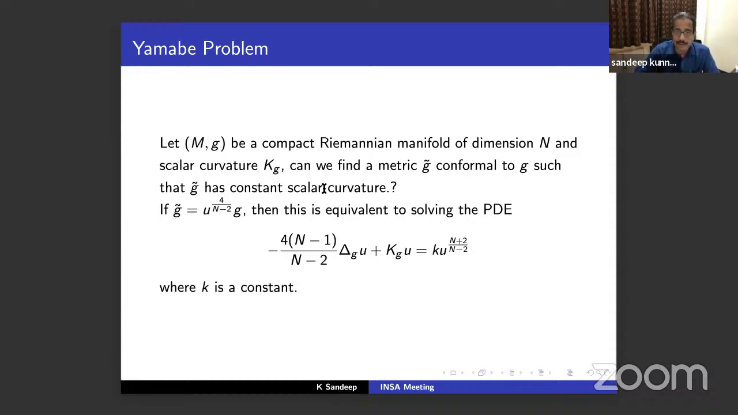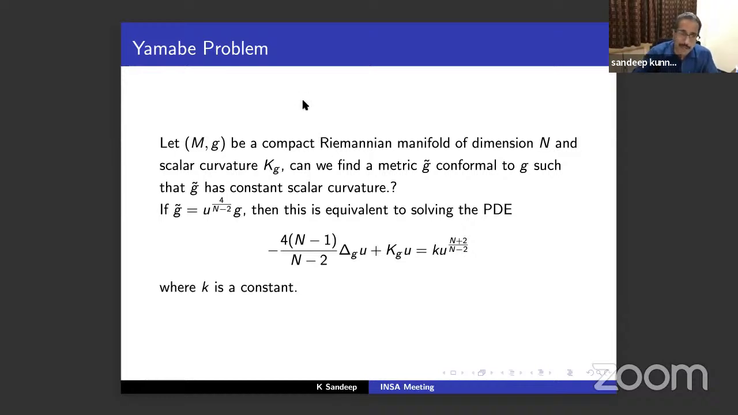Then the scalar curvatures of Kg, that is the scalar curvature of G, and the scalar curvature of G tilde, that is Kg tilde, are going to be related by this partial differential equation. Okay, so then the Yamabe problem reduces to whether you can solve this partial differential equation for a constant K. Okay, so that is the question, the Yamabe problem.